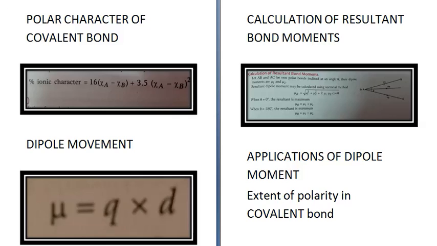Dipole moment is measured in the Debye unit, capital D. So 1 D is equal to 10 to the power minus 18 ESU centimeter, which comes to 3.33 into 10 to the power minus 30 coulomb meter. Dipole moment is indicated by an arrowhead pointing towards the more electronegative atom. Whichever atom is more electronegative, the head of the arrow will be pointing towards that side.